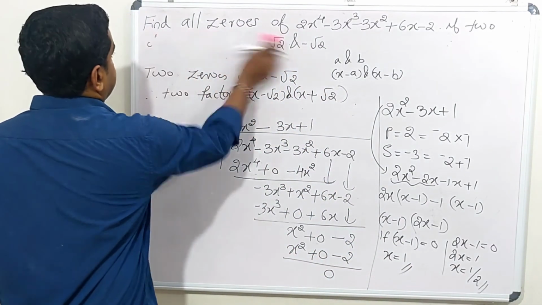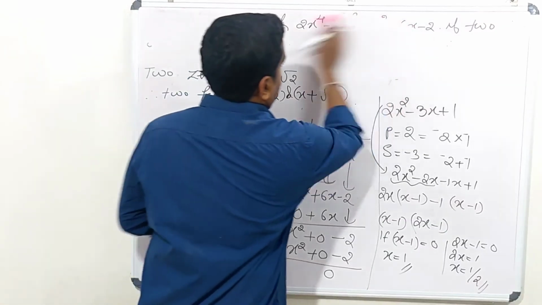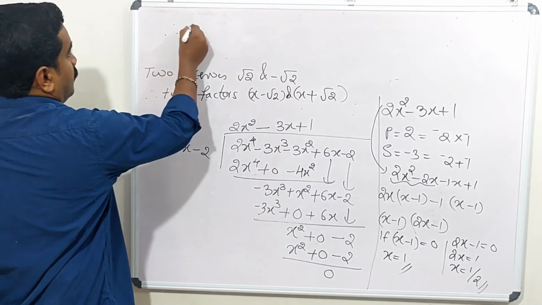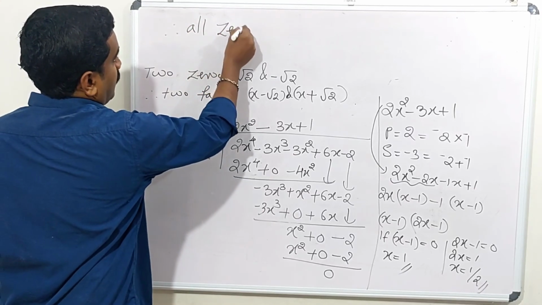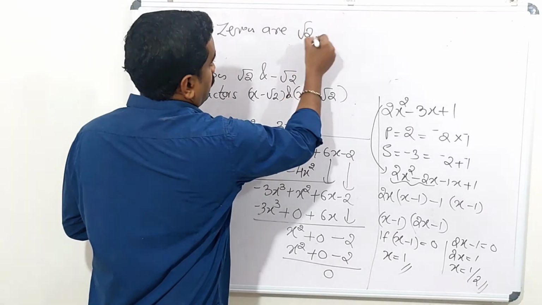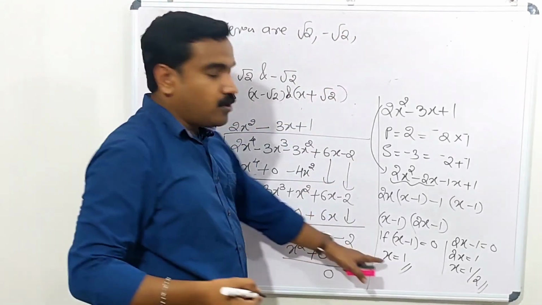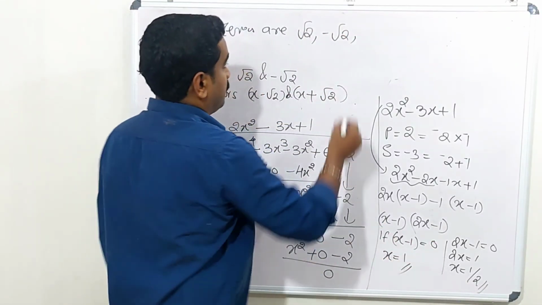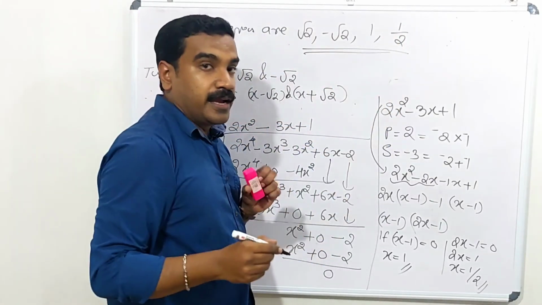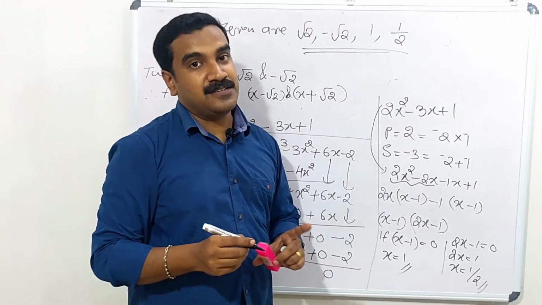Therefore, all zeros are: what are the two zeros? Root 2, negative root 2. Now you got two more zeros, 1 and 1 by 2. So all zeros are root 2, negative root 2, 1 and 1 by 2.